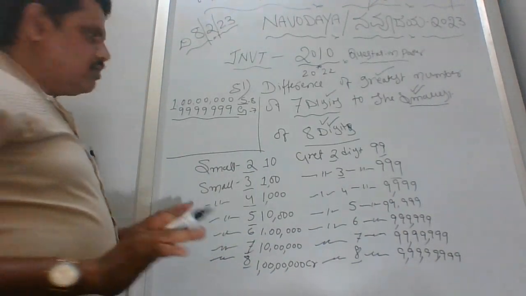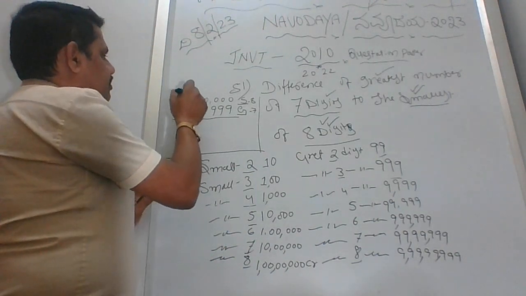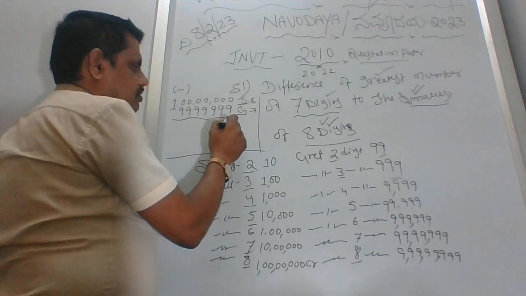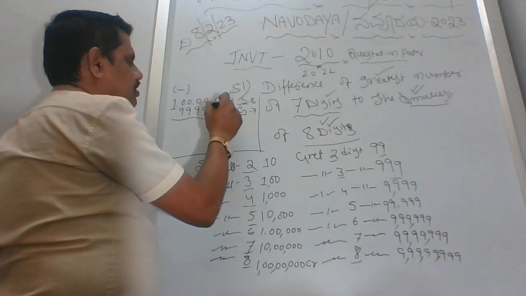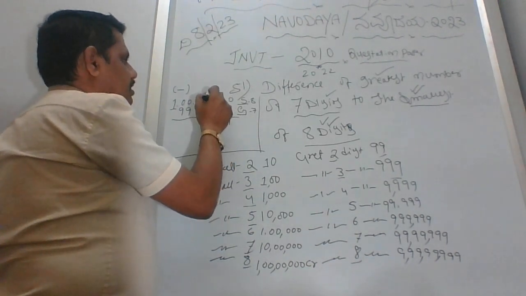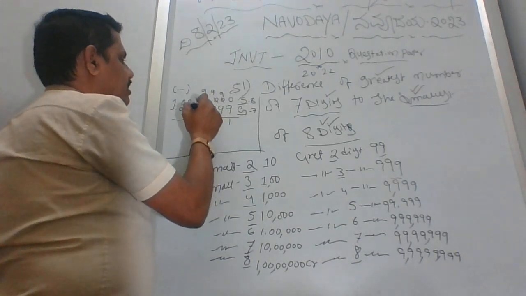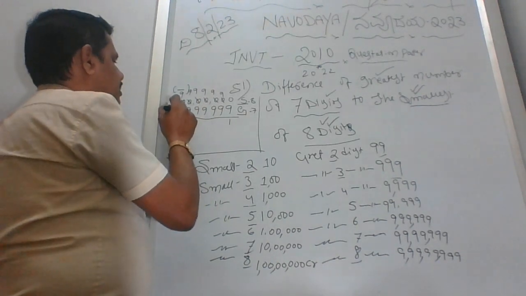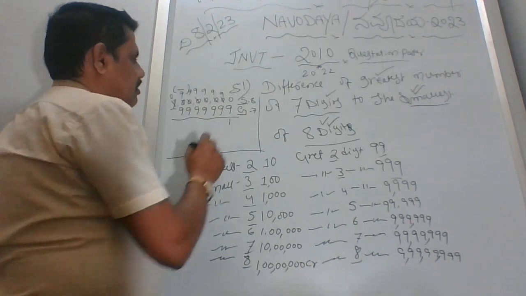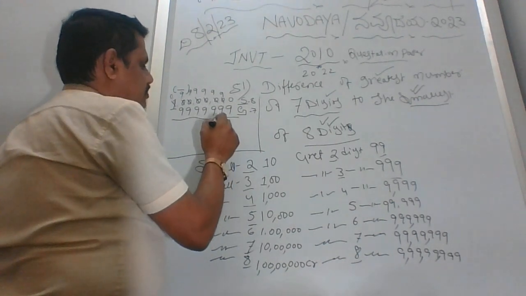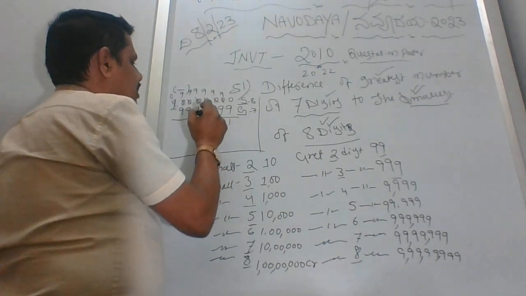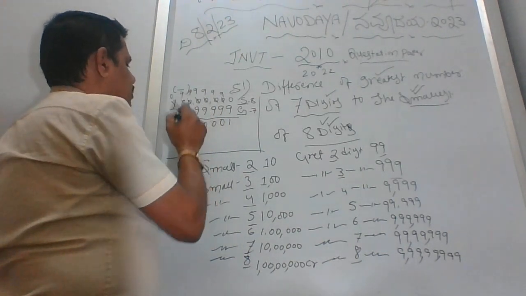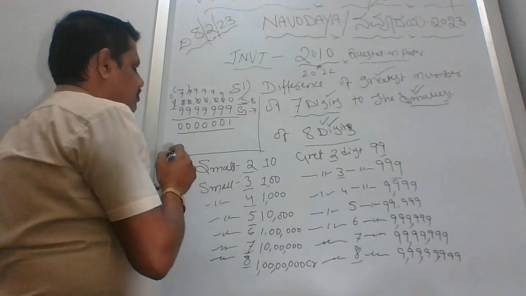So now it is clear. What are we going to do now? Now we are going to subtract. So 10 minus 9 is 1. Here 9 is there, here 9 is there, here 9 is there, here 9 is there, here 9 is there, here 9 is there, and here 0. So 9 minus 9 is 0, for each of the remaining digits.